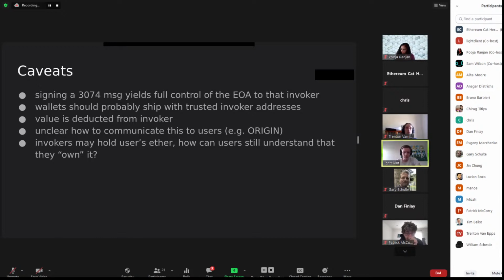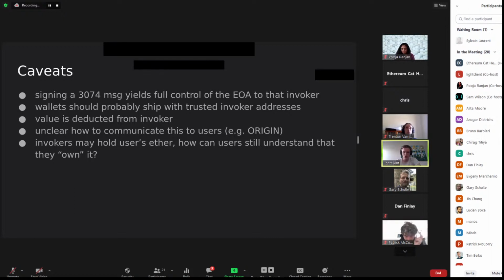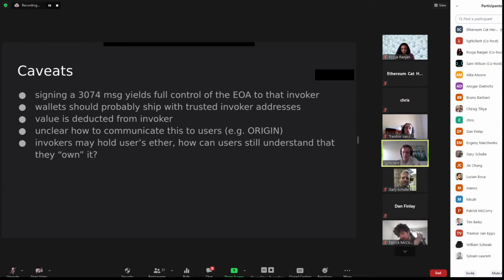There's some other things around just the nuance that exists with 3074. I think this bullet point is from the last call, whenever we did not allow the self-sponsorship, which would mean that if the transaction origin is trying to become the authorized address, that was not going to be allowed. And this is something that we may still have to walk back. We may not allow self-sponsoring.